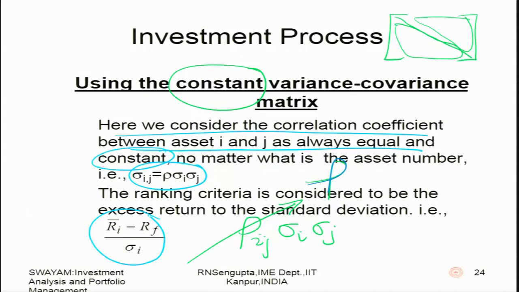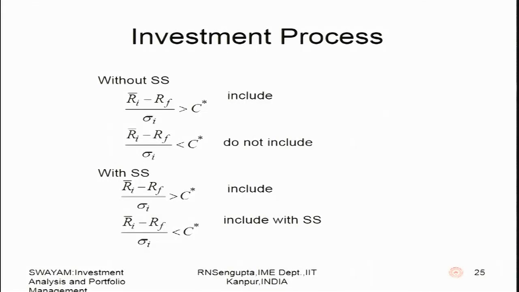The ranking criterion now is exactly the same as before. In one case you had excess return, Ri minus Rf, divided by beta i. These are the same sort of efficiency measure: the return remains the same in both cases, and the risk is sigma in one case and beta in the other. We will get the same type of ranking, but the weights would be different.